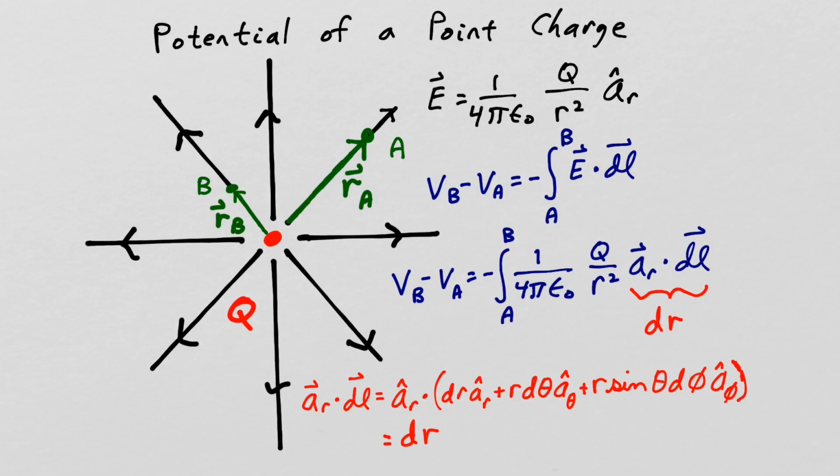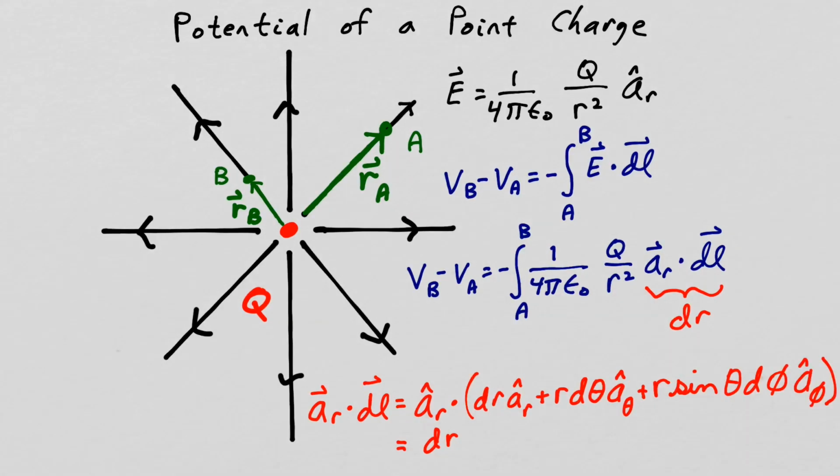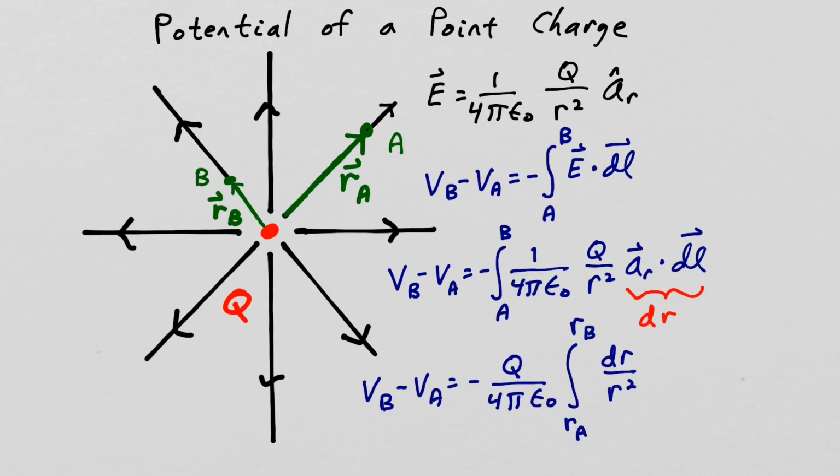You can verify this by taking the dot product of the unit vector in the R direction with the differential length in spherical coordinates. AR dot AR is 1, giving you a dr, AR dot A theta is 0, and AR dot A phi is 0. So with this substitution and pulling out the constants to the left of the integral, we have minus Q over 4 pi epsilon sub 0, the integral of dr over r squared.